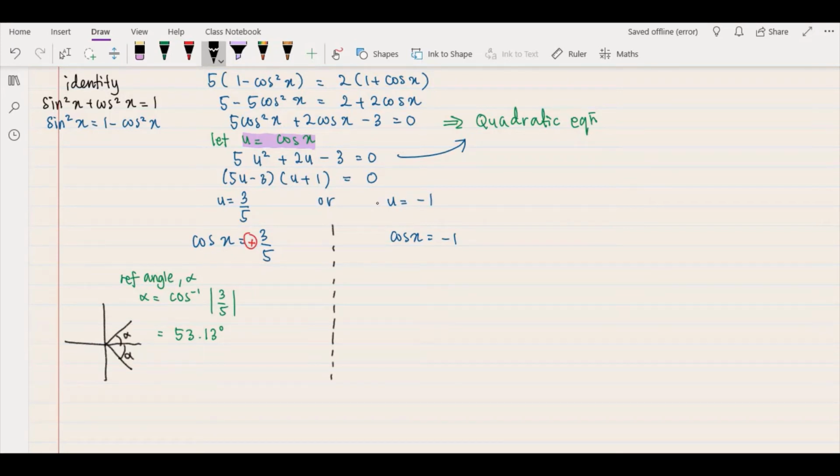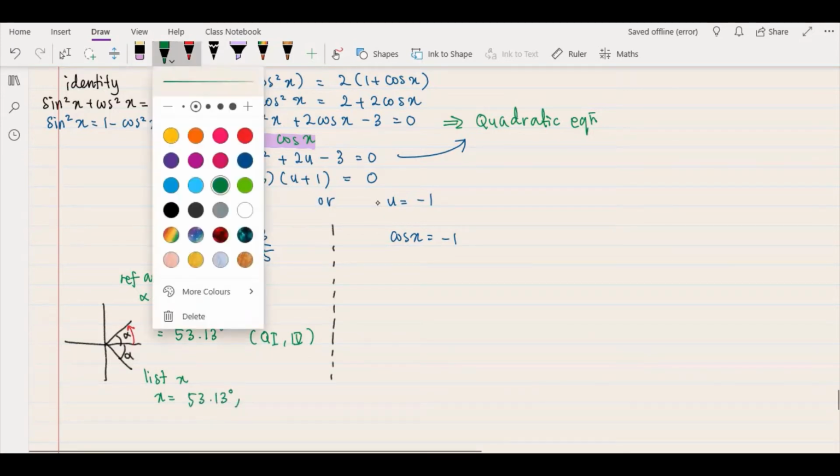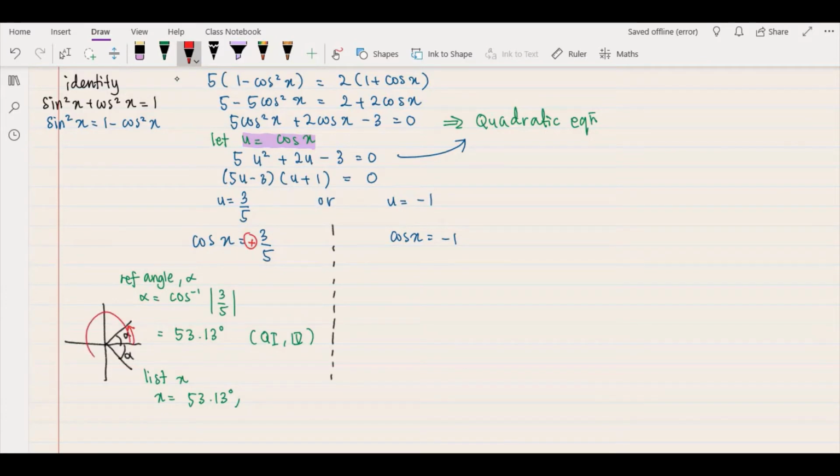Okay, so that is my quadrant. And let's label our alpha there. Now what we need to do is list all our possible x. So x will be equal to, in the first quadrant, exactly the value of alpha, which is 53.13 degrees. And for the second angle we are going to have 360 degrees minus our alpha, which is 53.13 degrees.